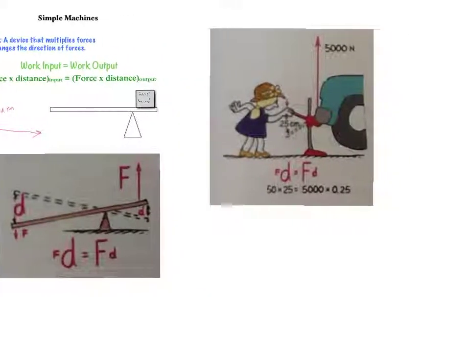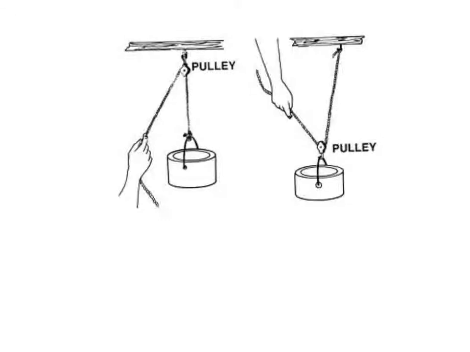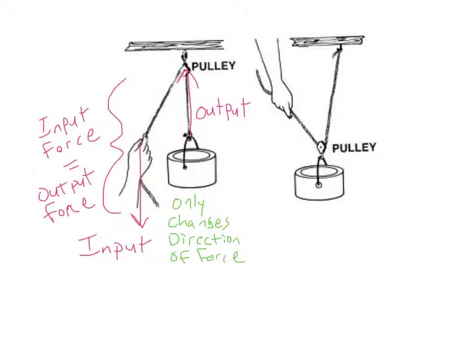Now, another simple machine is called a pulley. When a string or a rope is placed over a single pulley, as in the picture here on the left, the pulley only changes the direction of the force. It does not multiply the force in this condition. So you'd have to pull down on this rope with a force equal to the weight of the object you're pulling up. The input force would equal the output force.